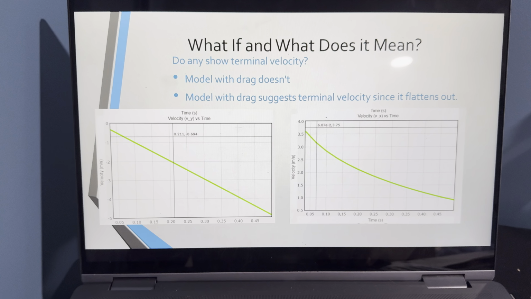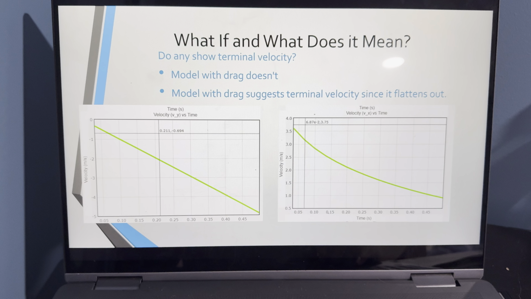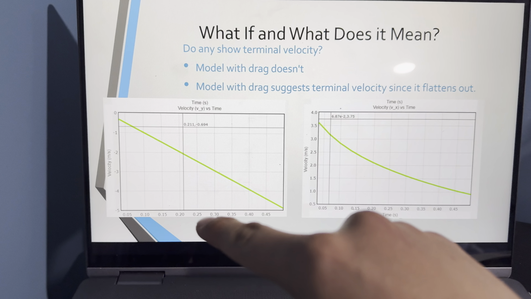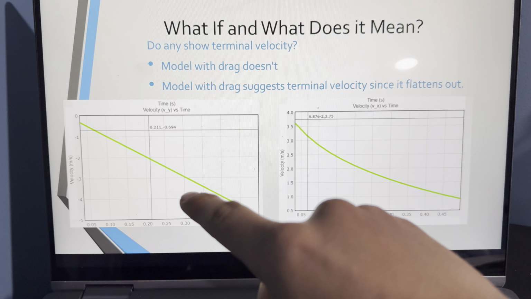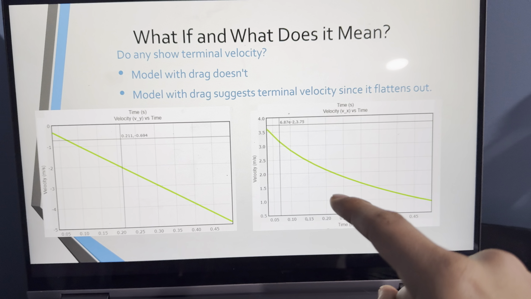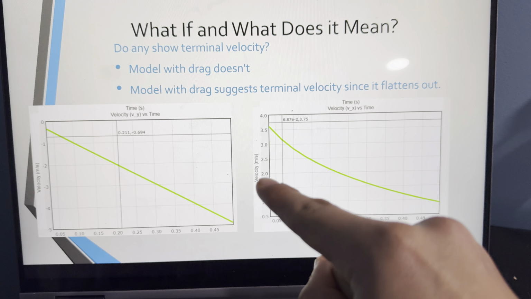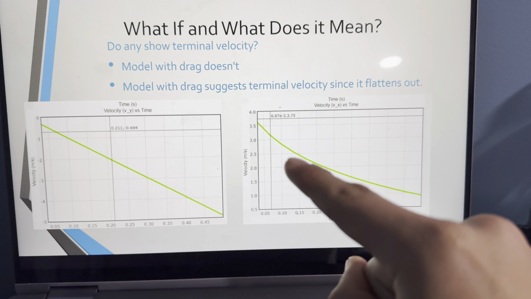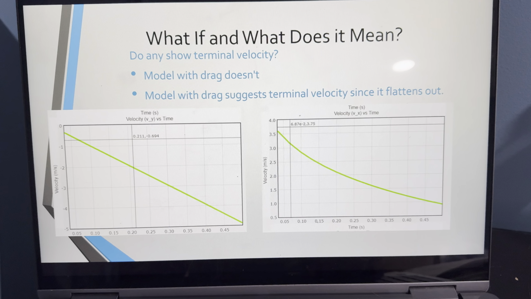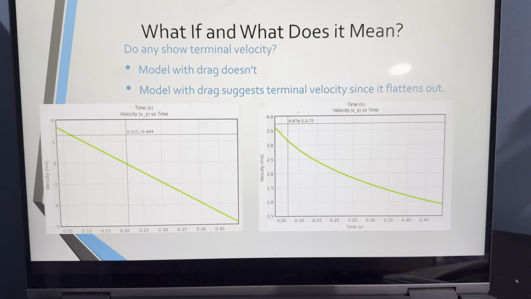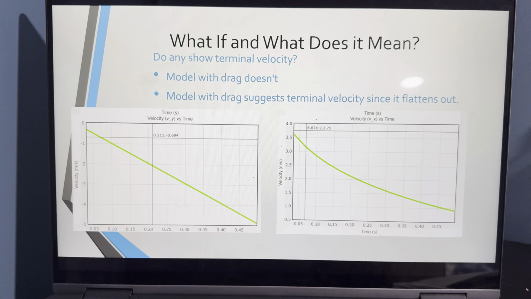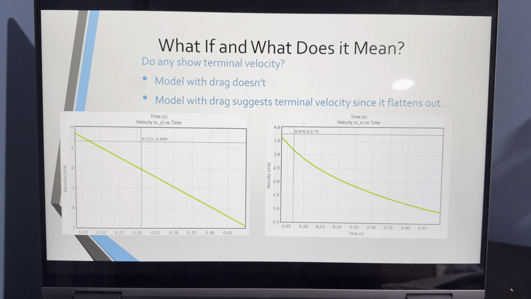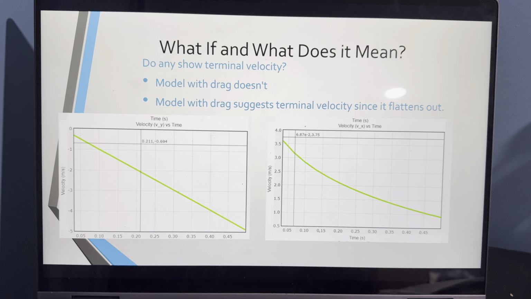So does any of this show terminal velocity? Well, this one is the model without drag, and this one's with drag. The one without drag doesn't, but the one with drag does, since we can see that the velocity starts flattening out, and terminal velocity is shown when the slope of the velocity is 0, since the velocity isn't changing as much once it reached its terminal velocity, and mg equals drag.